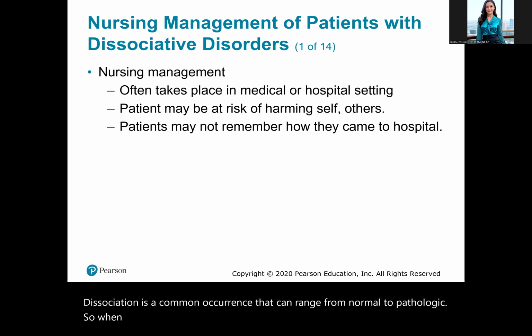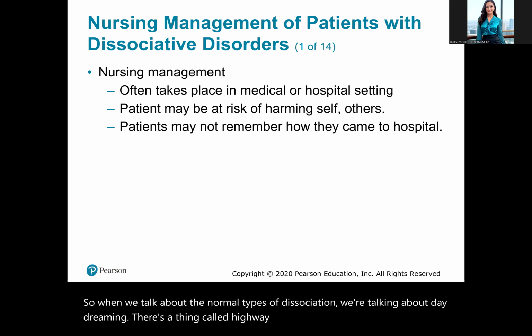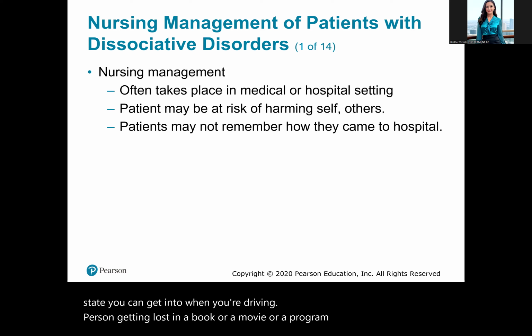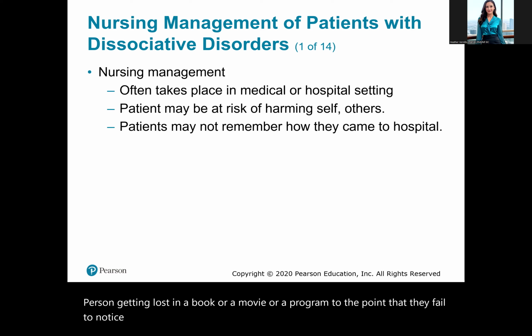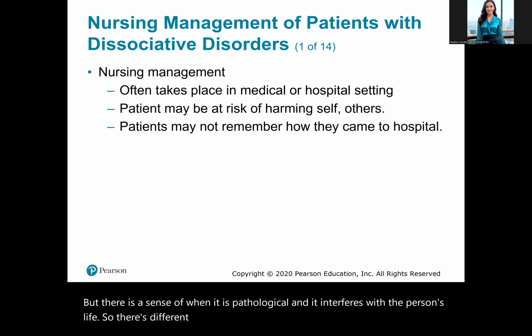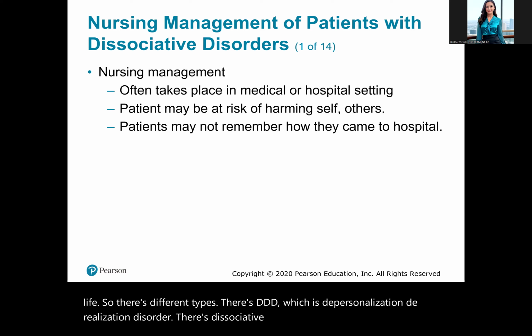When we talk about the normal types of dissociation, we're talking about daydreaming. There's a thing called highway hypnosis, which is a trance-like state you can get into when you're driving. A person getting lost in a book or a movie or a program to the point that they fail to notice time or their surroundings. But there is a sense of when it is pathological and it interferes with the person's life. There are different types: DDD, which is depersonalization-derealization disorder, dissociative amnesia, and DID, dissociative identity disorder.